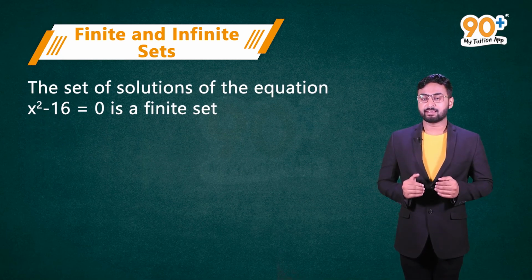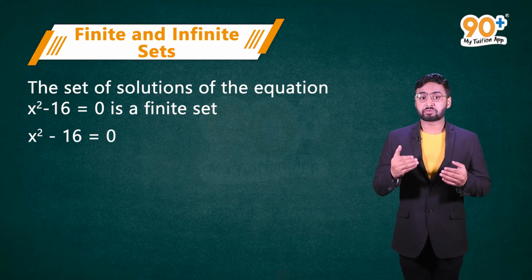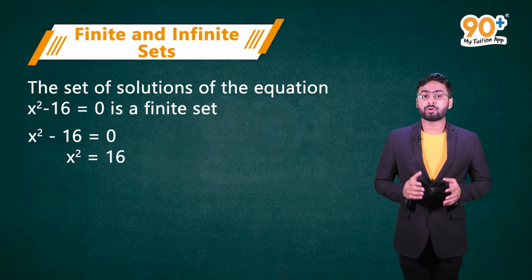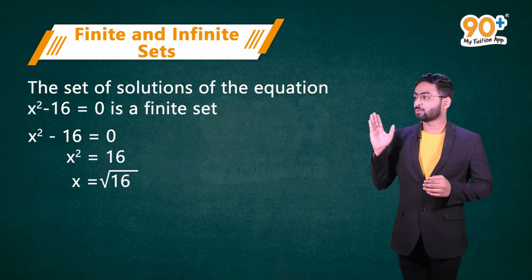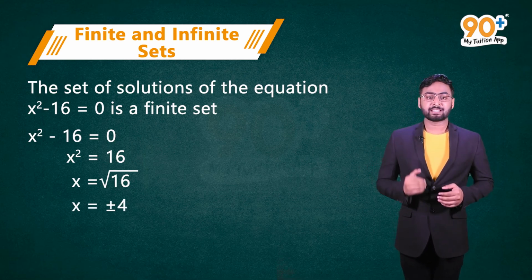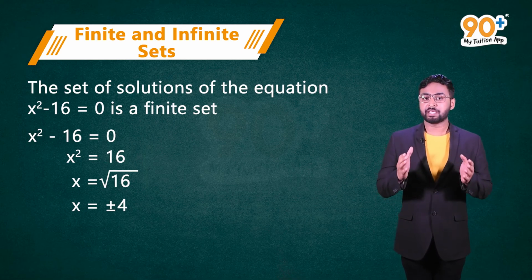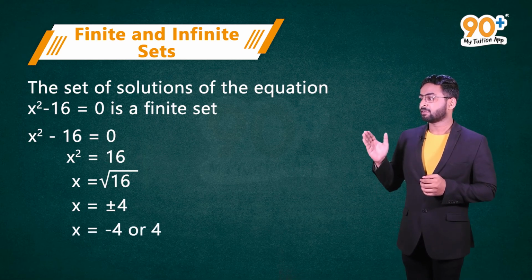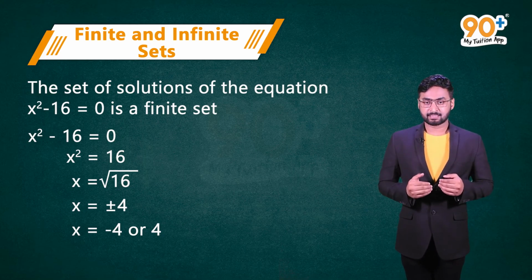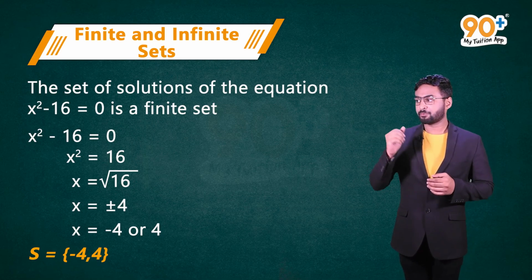The equation here is x square minus 16 equal to 0. We can write this as x square is equal to 16. So x is equal to root 16. Then we get x equal to plus or minus 4. So the solutions of the equation are x equal to minus 4 or 4 and can be written as S equal to the set of minus 4, 4.